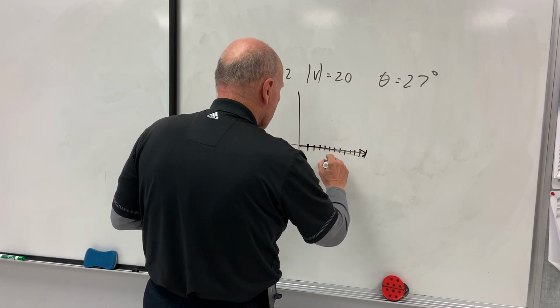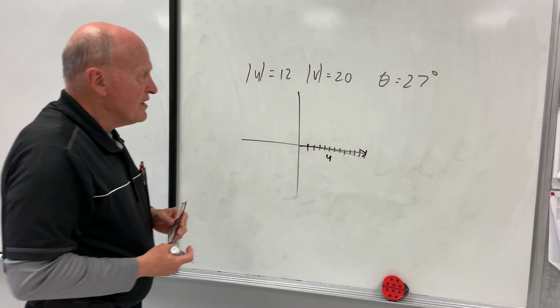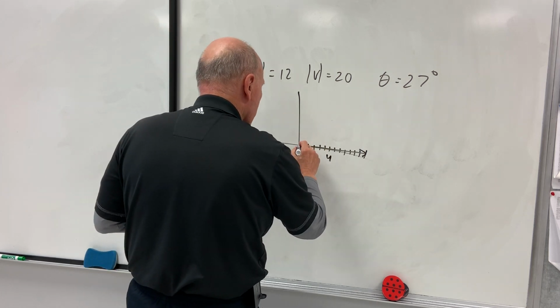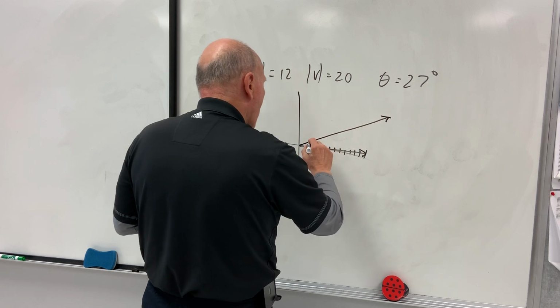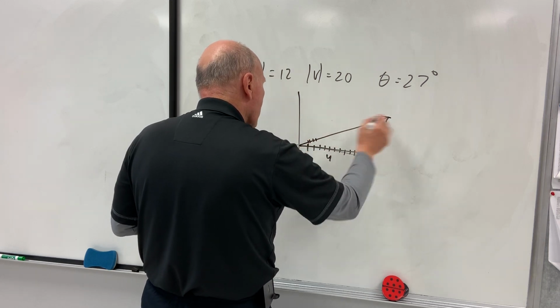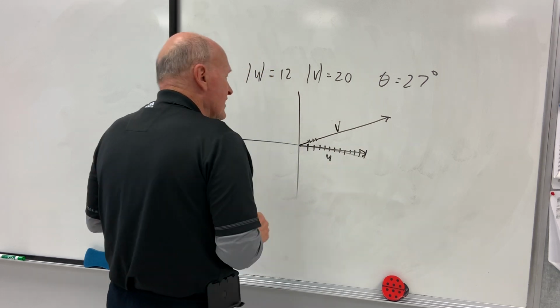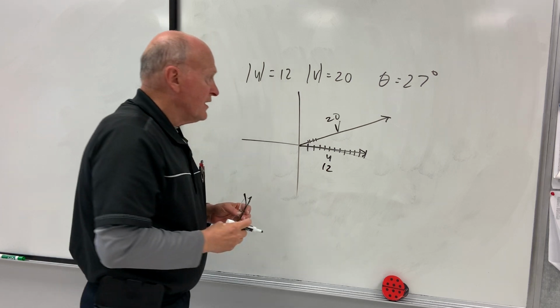This is vector u. And then I want to draw vector v. It's 20, but the angle it makes with vector u is 27 degrees. So we make this 27 degrees, and we go out 20 units. 1, 2, 3, 4, and so forth till I get out 20 units. This is v, and this is 20, and this is 12.